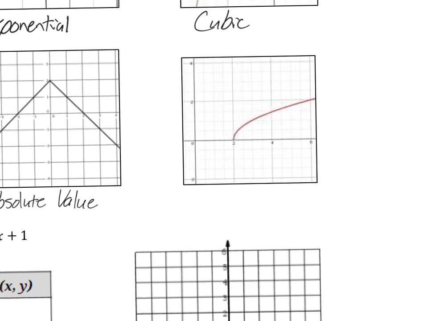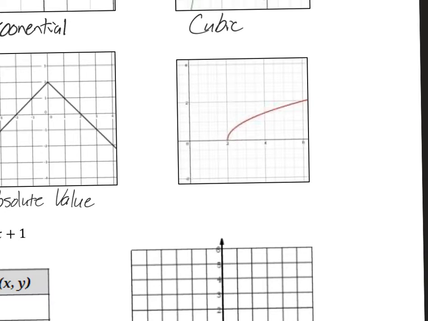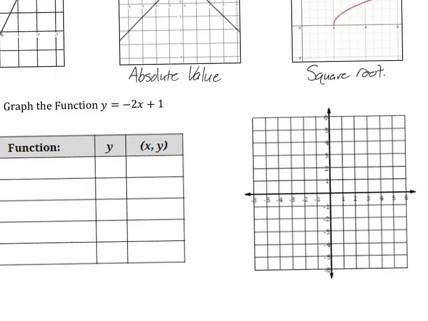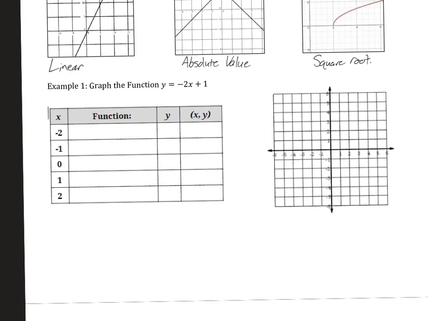And then the last one starts at a random spot. It doesn't go off on the left side. So what does that mean? It is square root. Perfect. Okay, so now we are going to figure out how to actually graph these out.